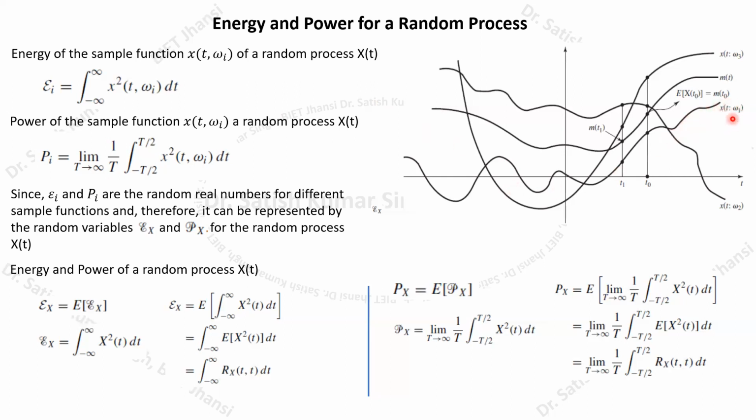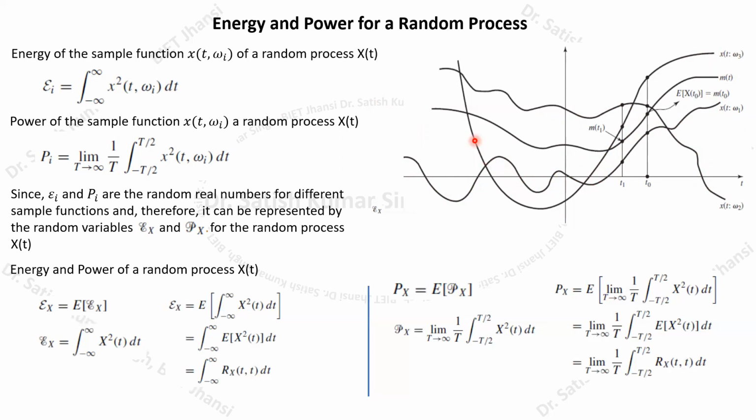This is omega 1, which means it is the day one measurement. You can consider that this sample function corresponds to the day one measurement. Similarly, this is for the day two measurement, and this one is for the day three measurement. So this way you can understand.